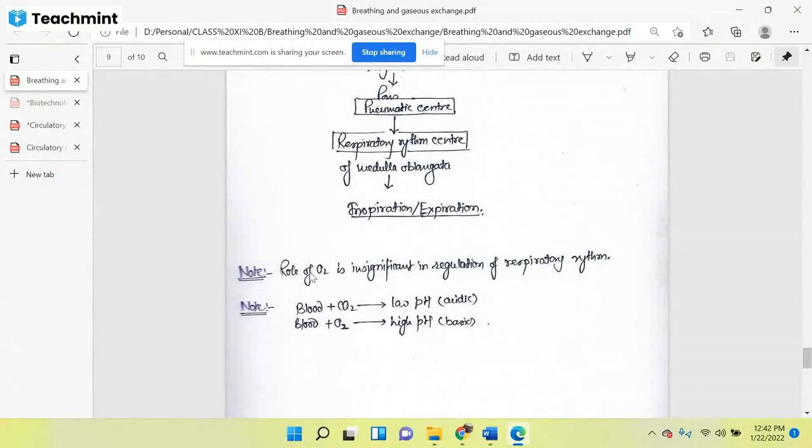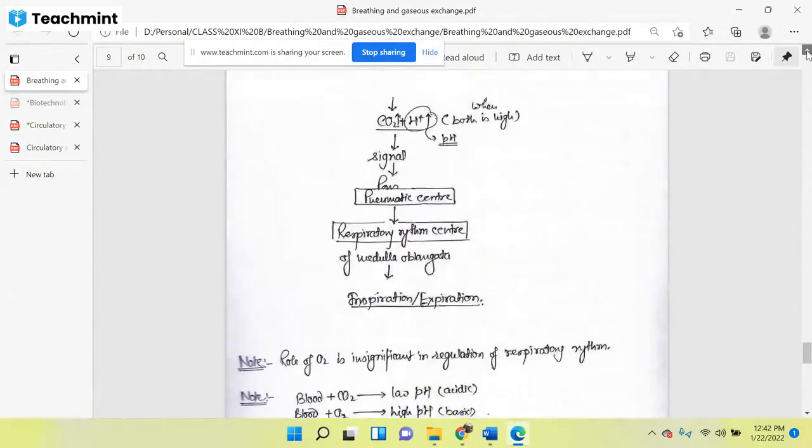The role of oxygen is insignificant in the regulation of respiratory rhythm. So I told you what is the meaning of respiratory rhythm. Respiratory rhythm means the regulation of respiration, either the rate of respiration should be more or less. So when it is being said that the rate of respiration is becoming more or less or becoming normal, then it will be decided based on the partial pressure of carbon dioxide only, or we can say that carbon dioxide concentration is the only factor which regulates the respiratory rhythm.